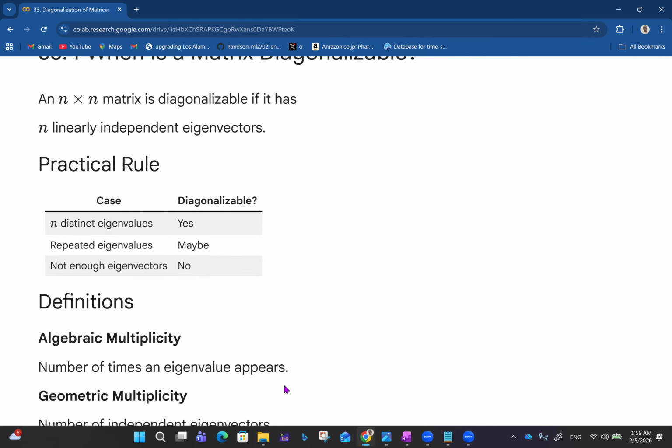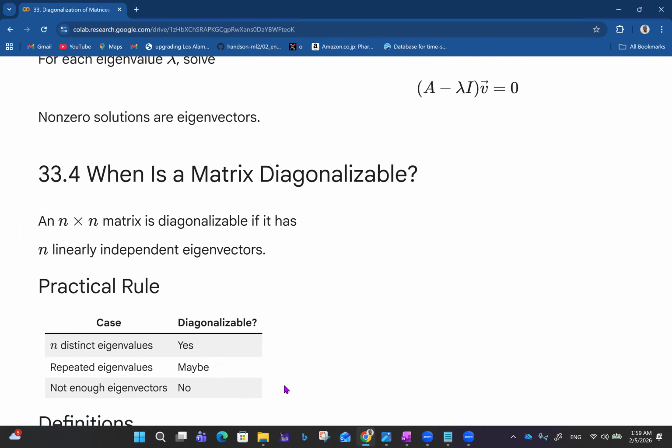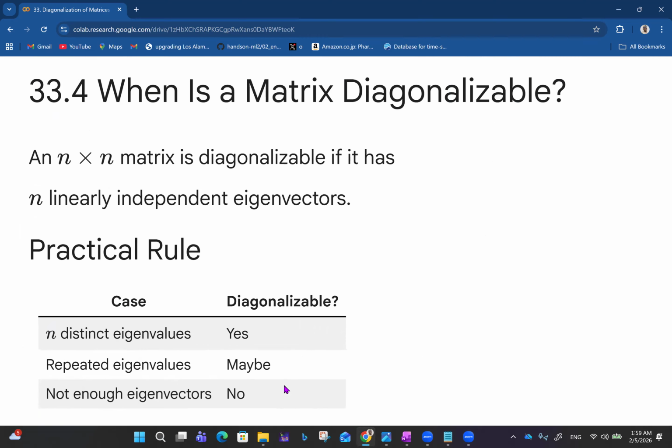Then another question that arises is, when do you say a matrix is diagonalizable? An n by n matrix is diagonalizable if it has n linearly independent eigenvectors, that is, if no eigenvector is a multiple of the other. Practical rule: if you have n distinct eigenvalues, it is diagonalizable. I remember in the last video, we had a case where we looked for the eigenvalues of a particular matrix, and two of the eigenvalues are the same. In that case, you cannot diagonalize that kind of matrix.